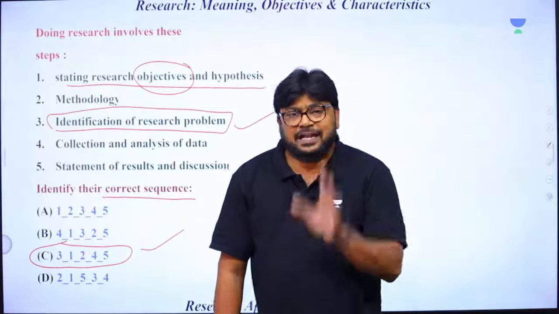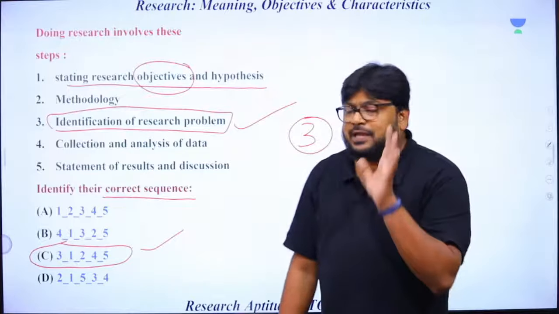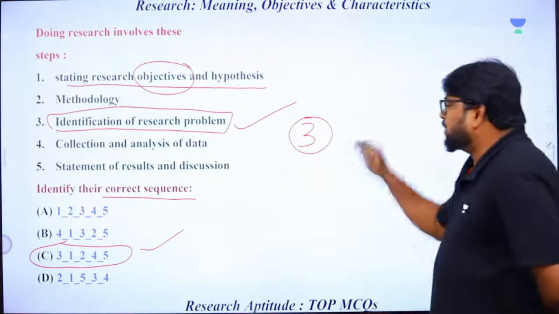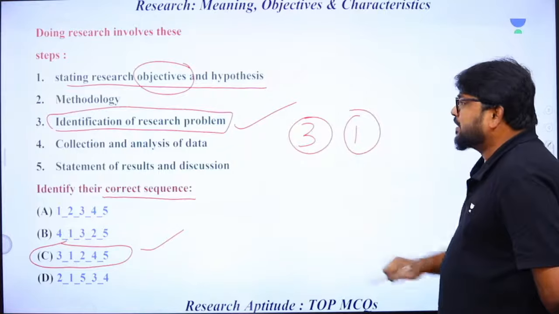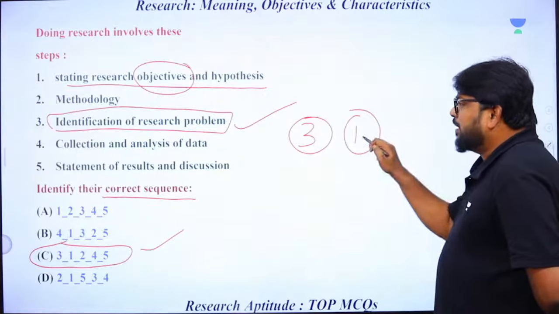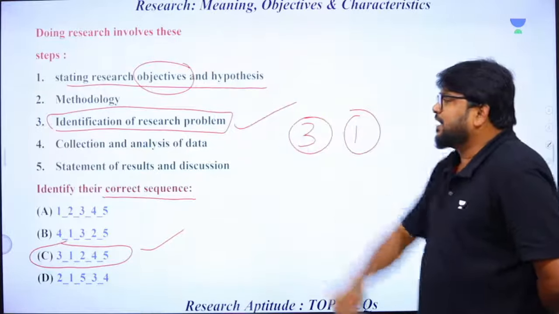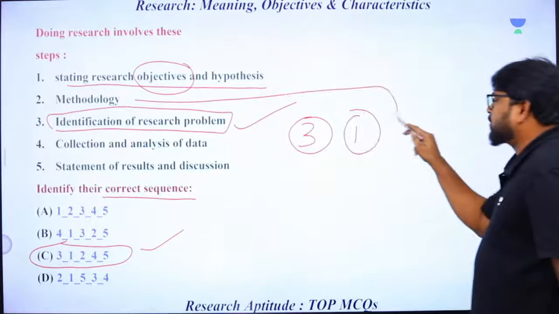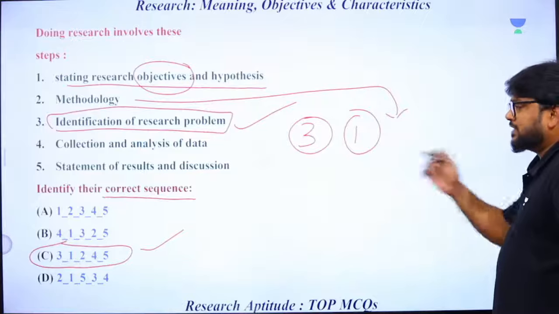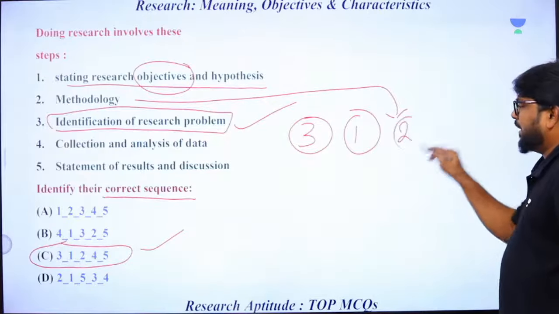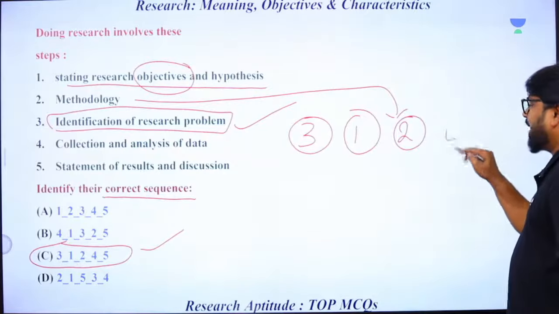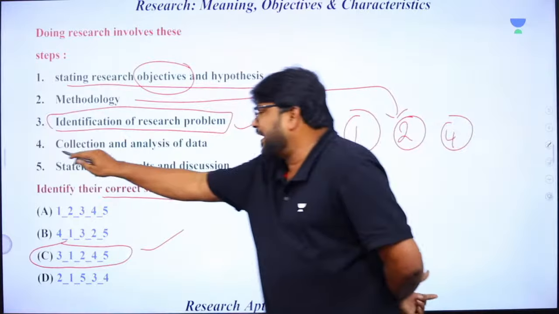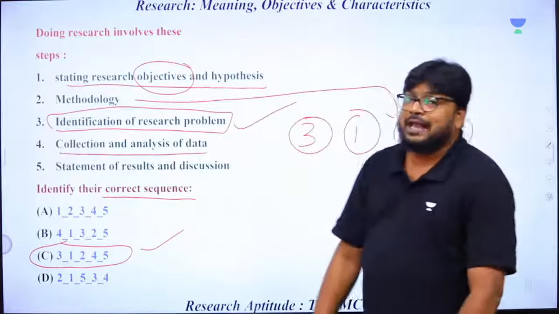They are statements, which is very important. Keeping that in mind, the next step in the research process is, second, stating research objectives. The next comes is methodology, methods of data collection. So that is important. This is very important. Next comes data collection and analysis of data.